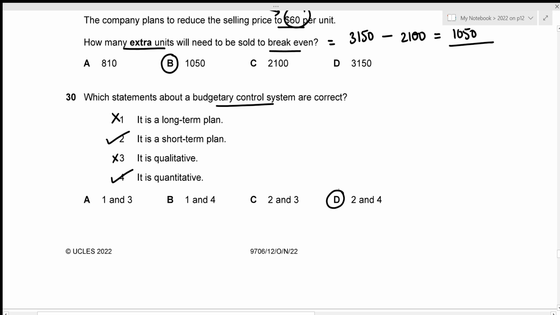All right, this concludes all of our questions as well as the entire paper 1-2 for 2022 October-November.